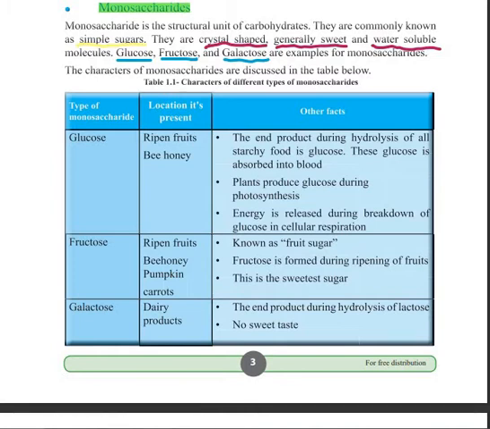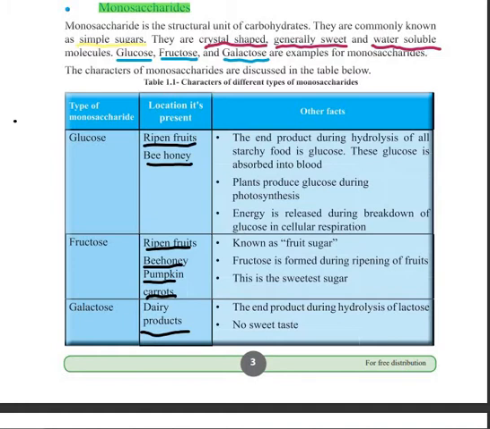Already we have seen this. The monosaccharide examples are glucose, fructose and galactose. Okay? Now we will see the characters of monosaccharides in the below table.